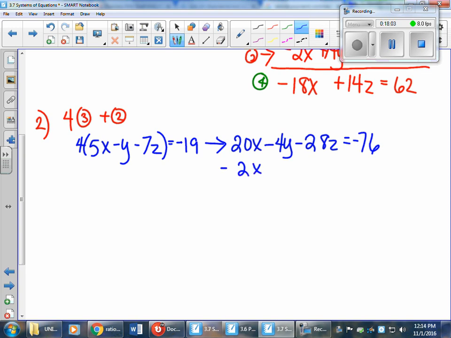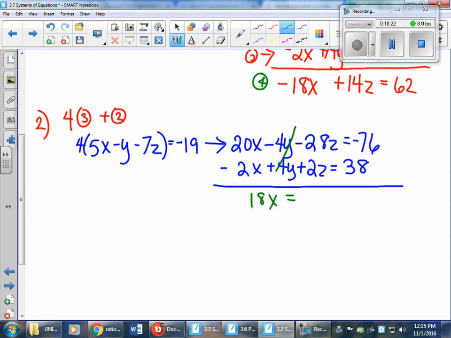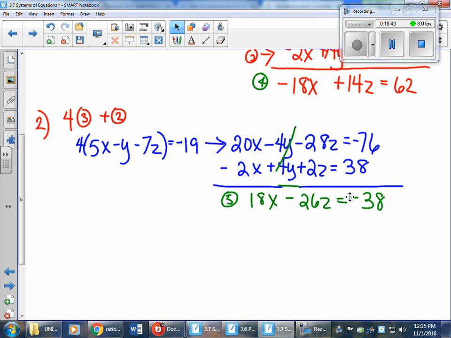So minus 20x, number 2, plus 4y, minus 2x plus 4y, plus 2z is equal to 38. So let's add these now. These cancel, and I'm left with 18x, don't forget the z's. 18x minus 26z is equal to negative 38. So now this becomes my 5. So now I have my 4 and 5.